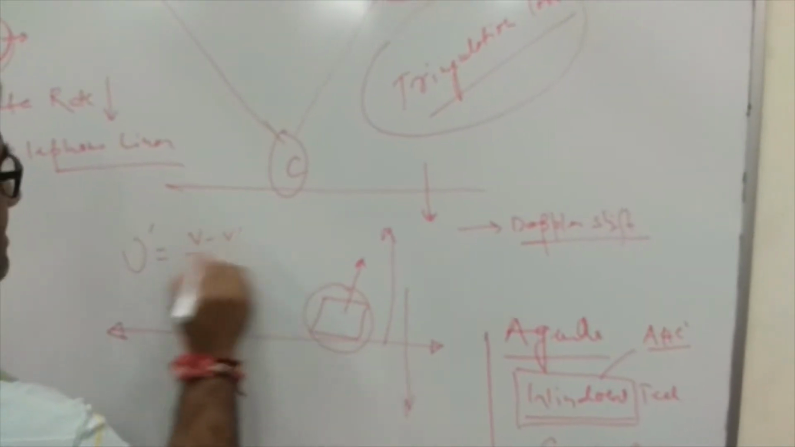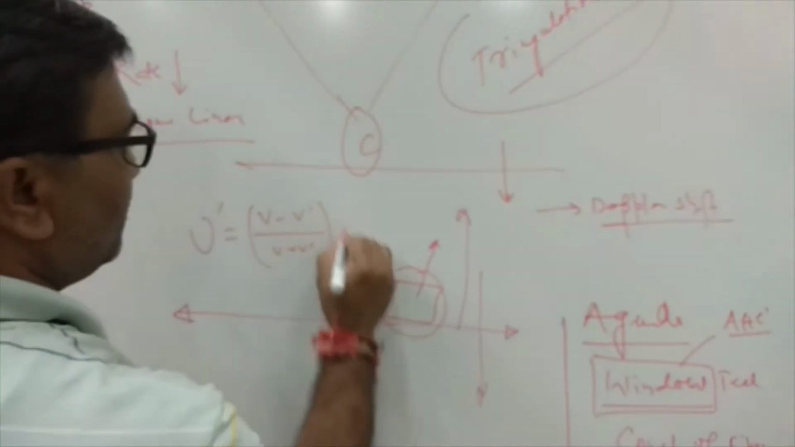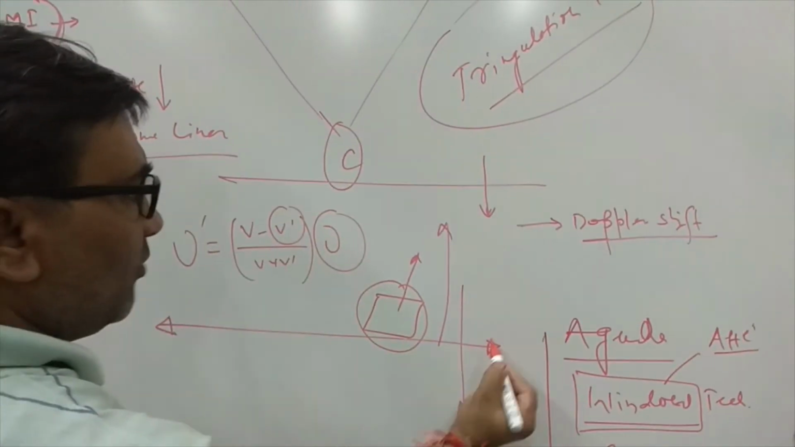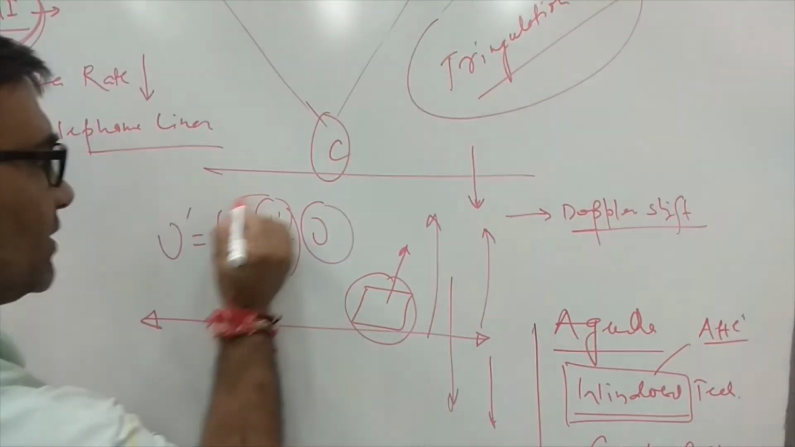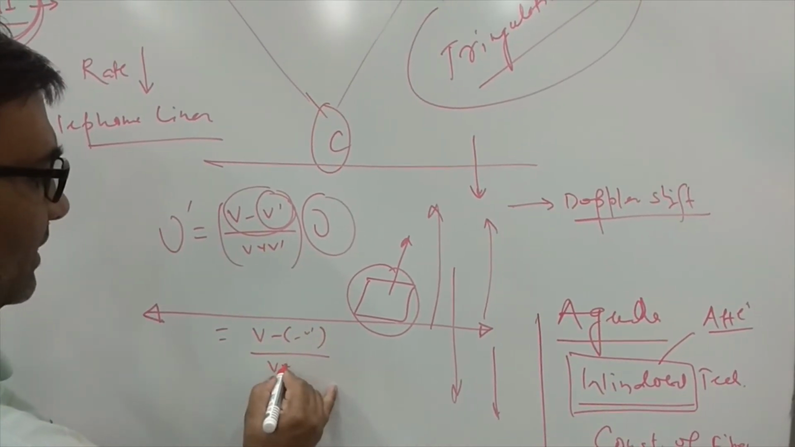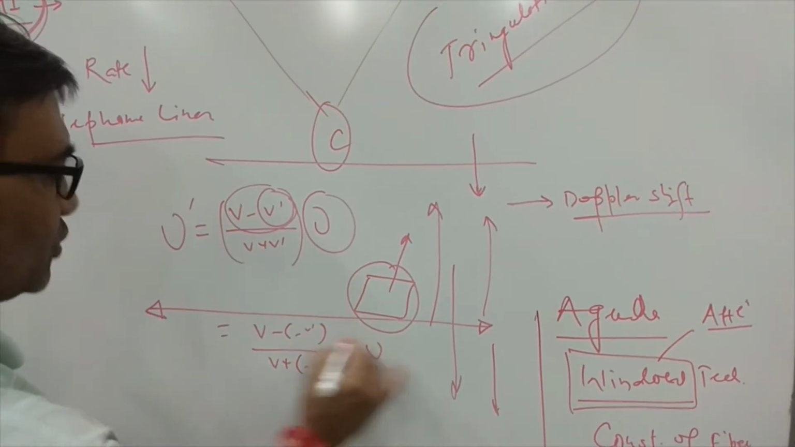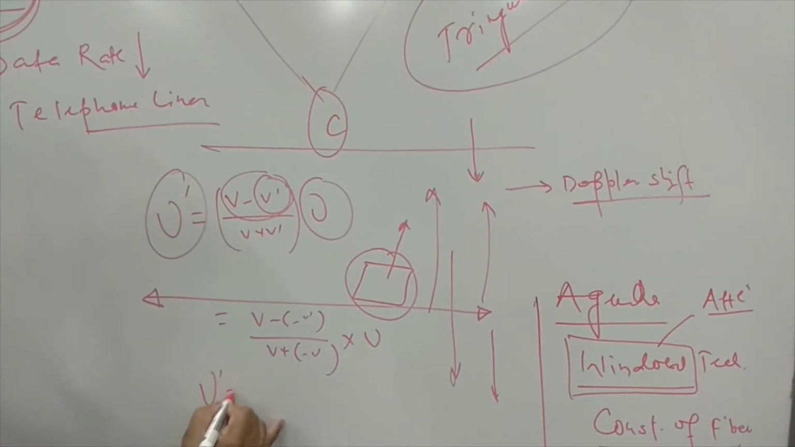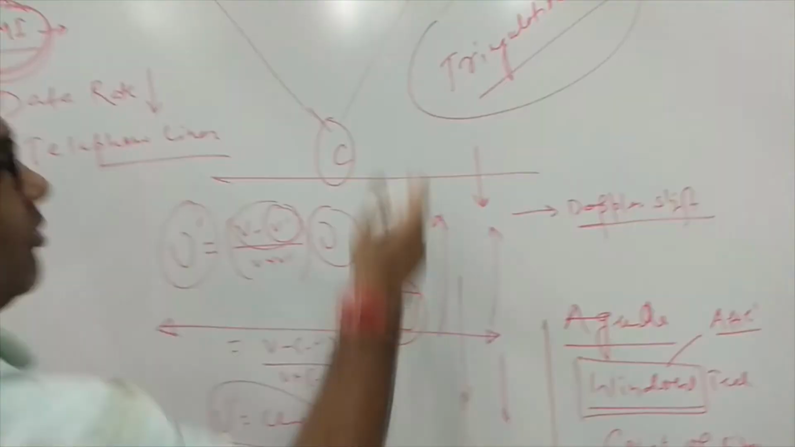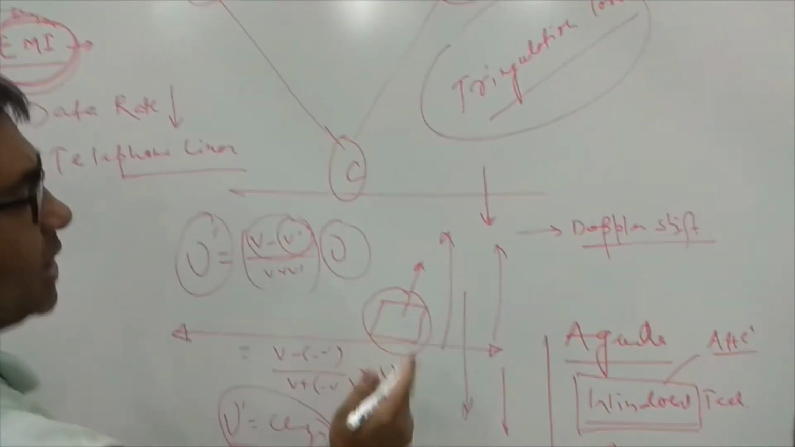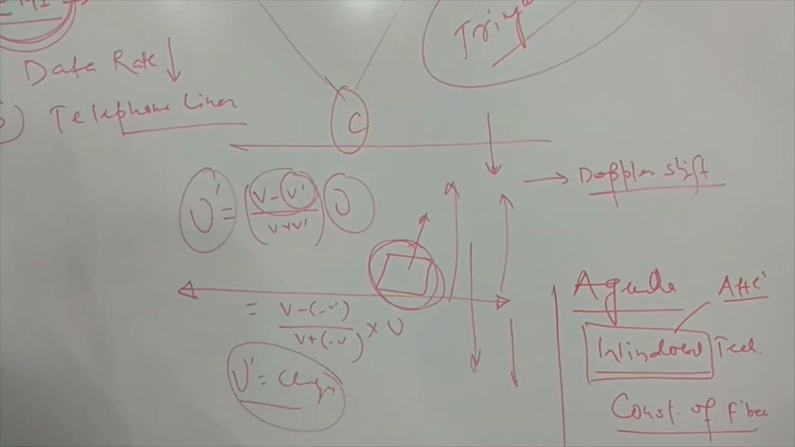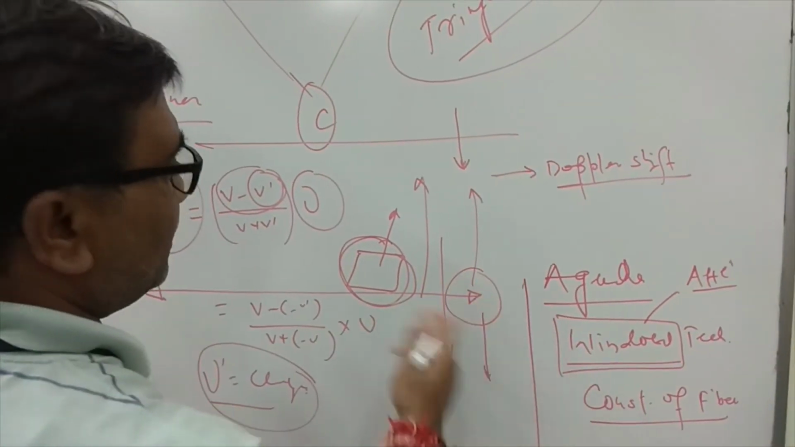The apparent frequency is (v minus v dash) by (v plus v dash) into mu, where mu is the frequency and v is the velocity. So if they move here or move here, the relative velocity will be v minus v dash by v plus or minus v dash, into mu. Now v dash will change, right? Once v dash changes, the satellite will observe some apparent shift. Once the apparent shift appears, they are able to trace. So this is really good communication for the defense sector or any type of communication.